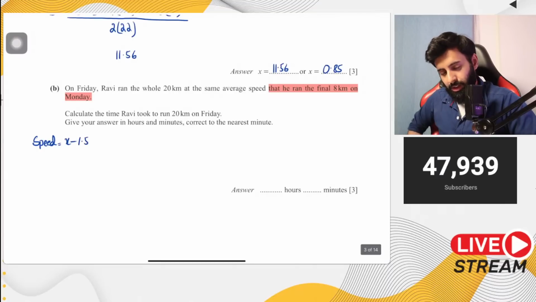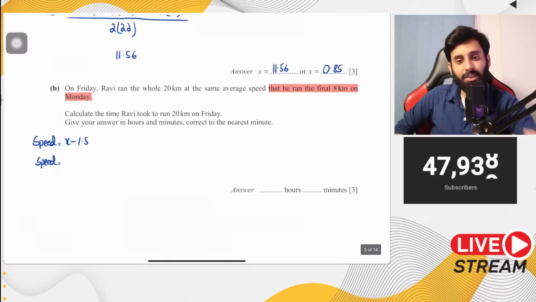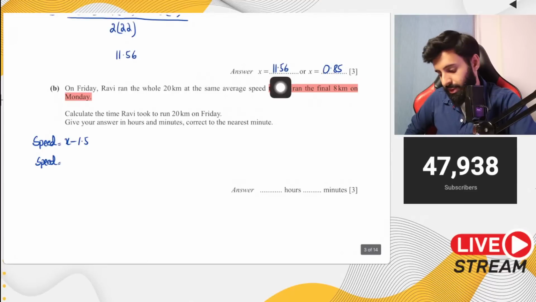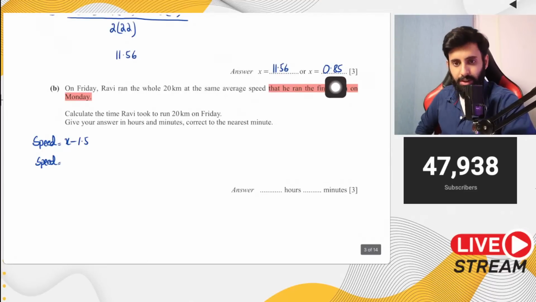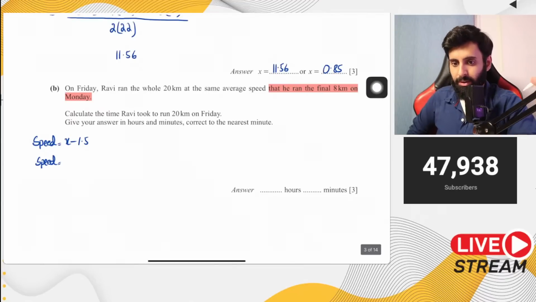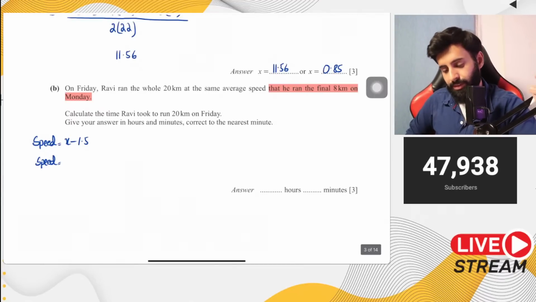Okay. Now we need to make a decision. We need to decide what value of x we are going to use to find out his actual speed on Monday. Am I going to use 11.56 or am I going to use 0.85? So that's a question for you guys. What am I going to use? Am I going to use 11.56 or am I going to use 0.85?